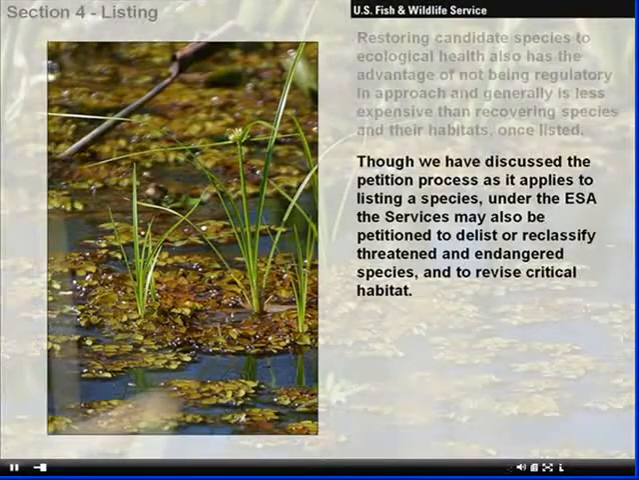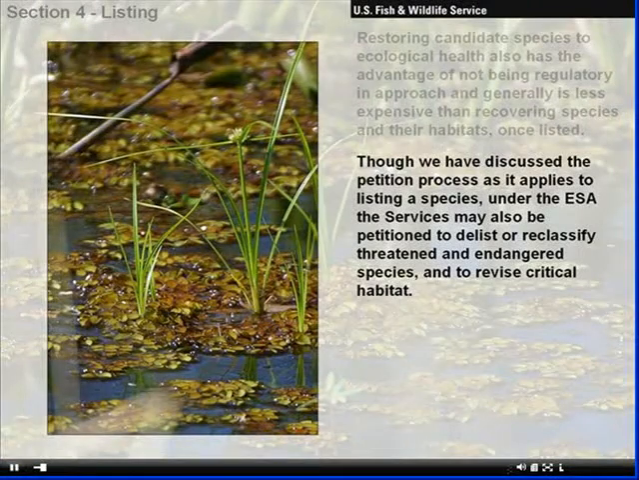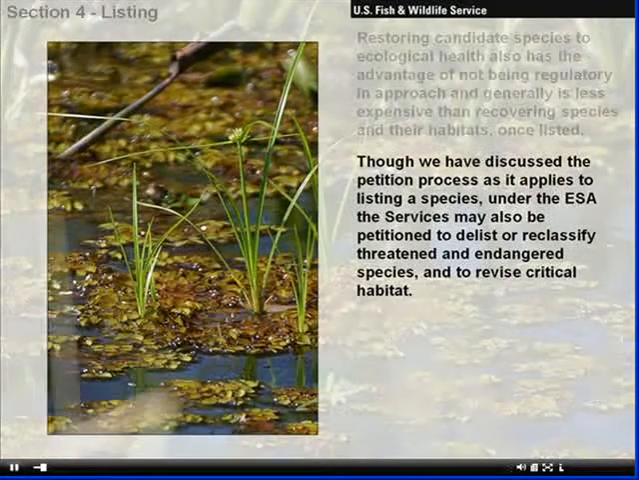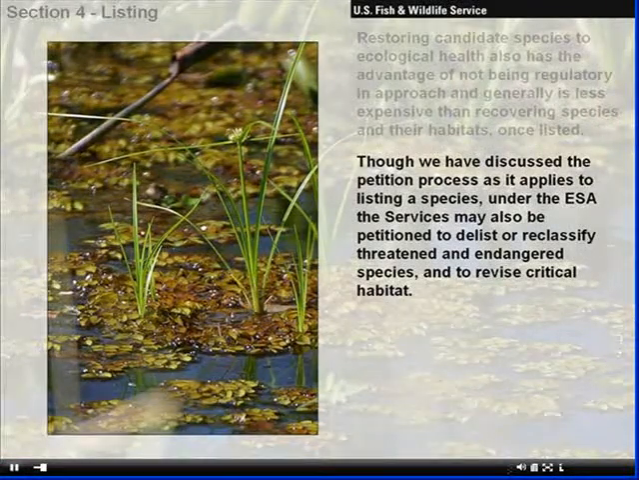Though we have discussed the petition process as it applies to listing a species, under the ESA, the services may also be petitioned to delist or reclassify threatened and endangered species and to revise critical habitat.